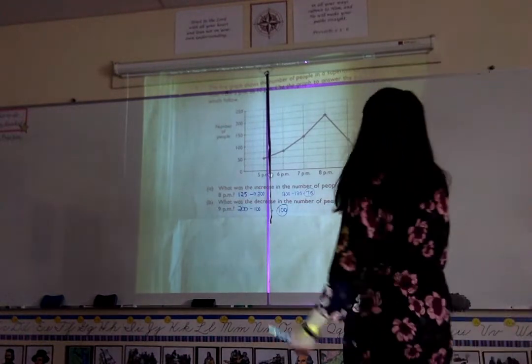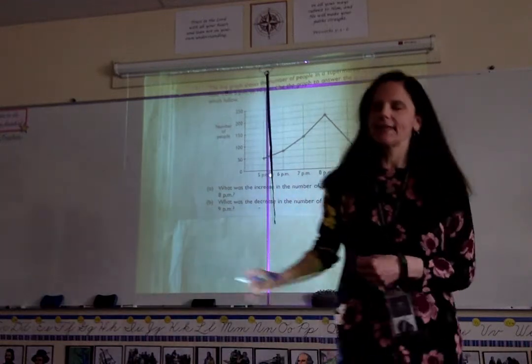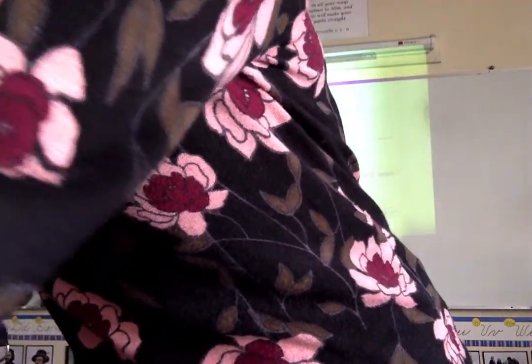Let's move on to the second question on this page. I'm going to erase this and move up to the second graph, which shows a totally different set of information. Let's see what it shows.